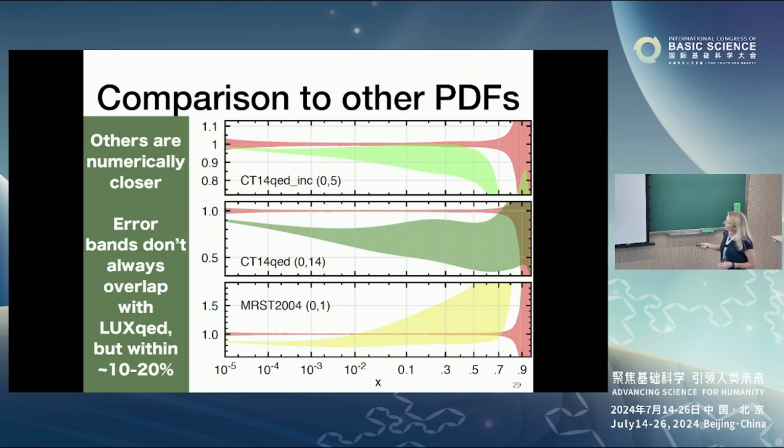These are now our comparison to the parton distribution functions that were available at the time. More or less, you see that some are numerically actually closer to our result, like this one here, or even this one here in a large range, but they still somehow did not agree within uncertainties. And in particular, at large x, they don't really agree very well.